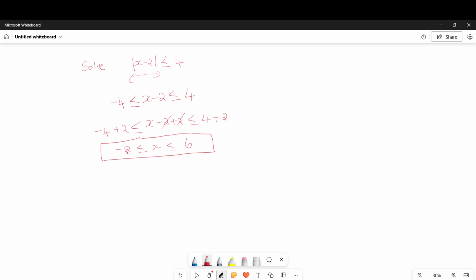For the values from -2 to 6, including -2 and 6, if we substitute them in the equation, the result will be less than or equal to 4. Now we need to convert this into interval notation, which is very simple, as we discussed before. We can simply write -2 comma 6. Since 6 and -2 are both included, we write square brackets. This is the interval notation of the above inequality.